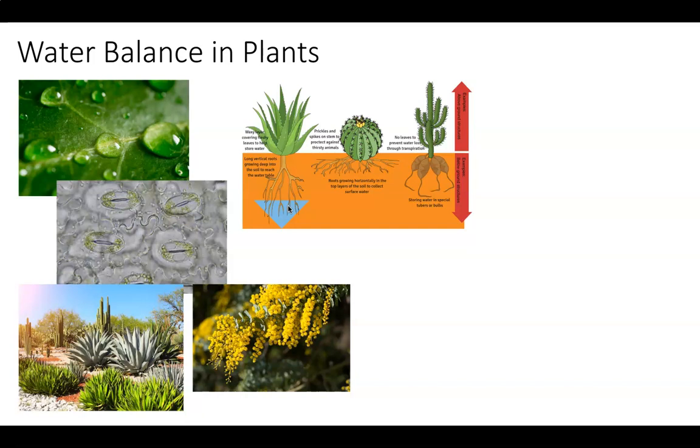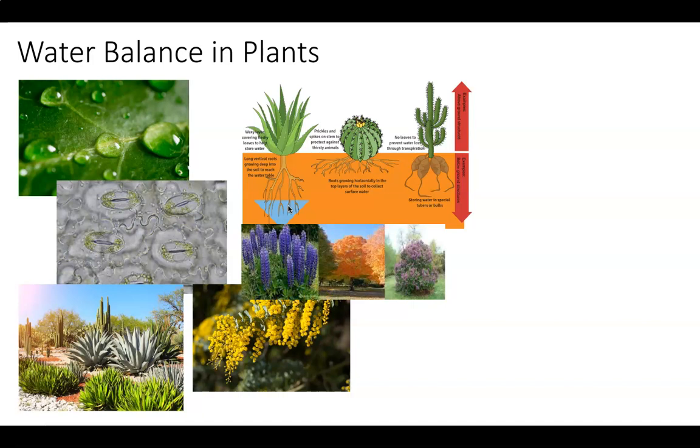Like xerophytes, there are other categories of plants based on their environment, and based on their water availability, we can group plants. So we have xerophytes, dry conditions. We have mesophytes. They live in areas of adequate water availability. They're the real common kind of plants.